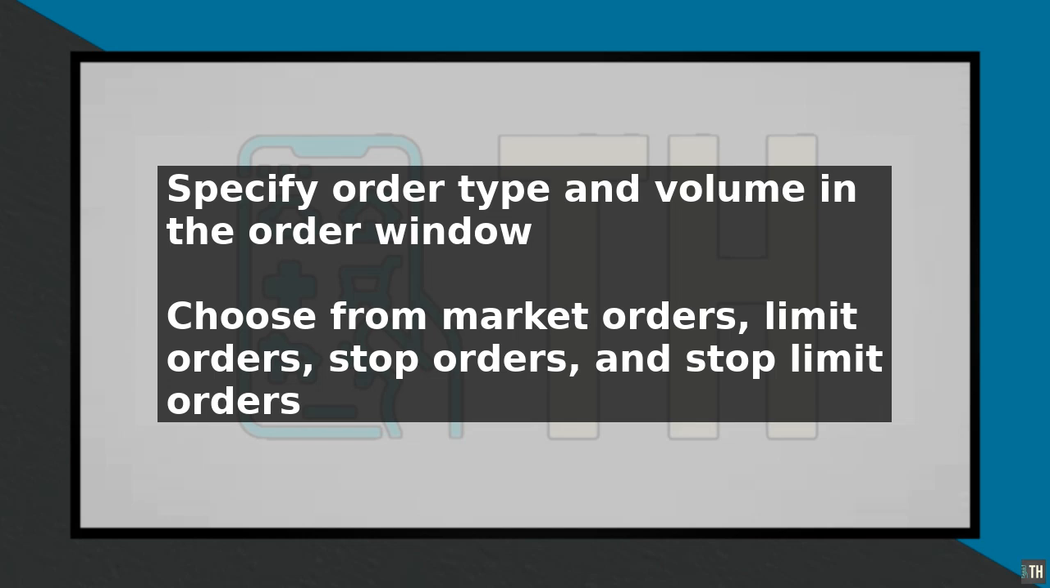You will also need to specify the volume of the order, which is the number of units of the instrument you want to buy or sell. Once you have specified the order type and volume, you can click on the Buy or Sell button to place the order. To manage your open positions, you can use the trade window.